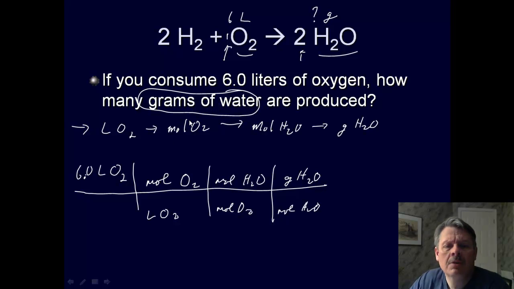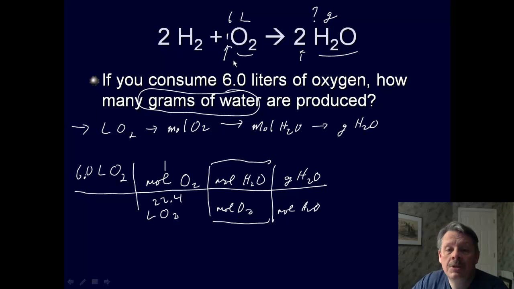So what are my conversion factors? Well, I know that every 1 mole of oxygen gives me 22.4 liters of oxygen. And if I look at my relationship between moles of water and moles of oxygen right here, well, that's what we did in our previous podcast, and 1 mole of oxygen gives me 2 moles of water. Now, how about moles of water to grams of water? Well, we have to figure out what 1 mole of water weighs, and you can do that. That's 18.015 grams.